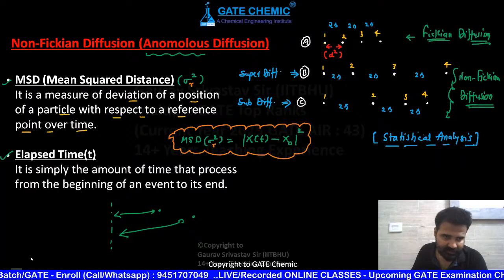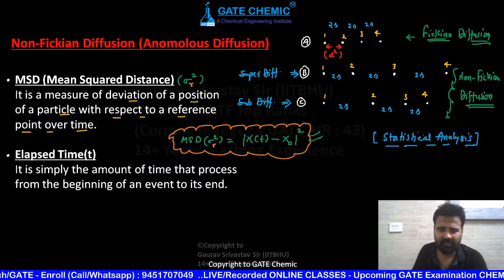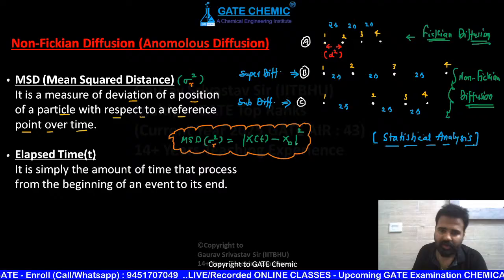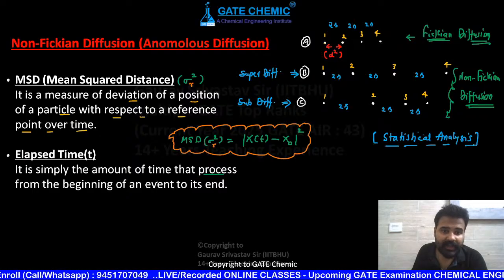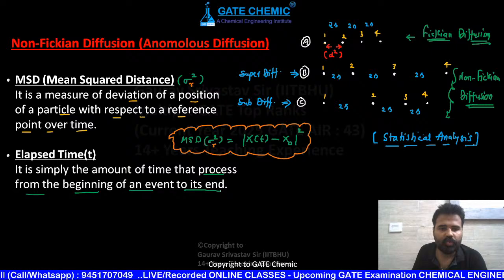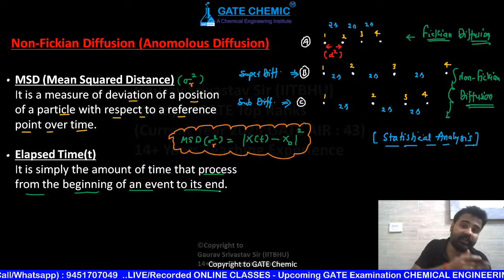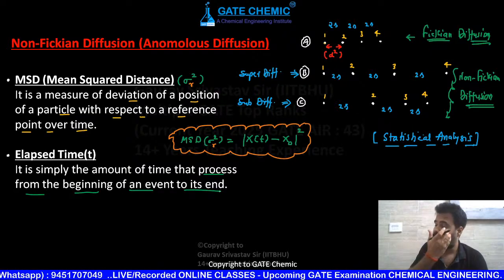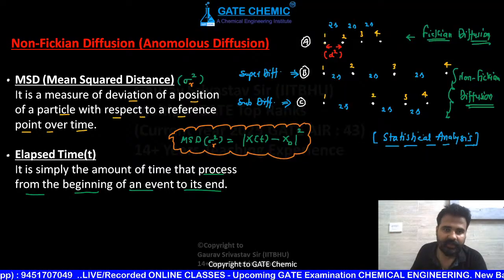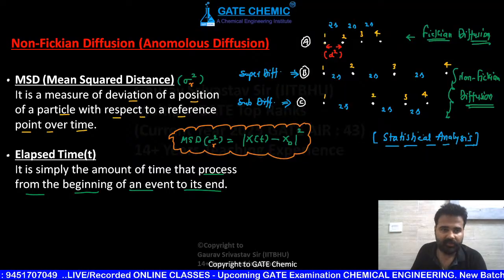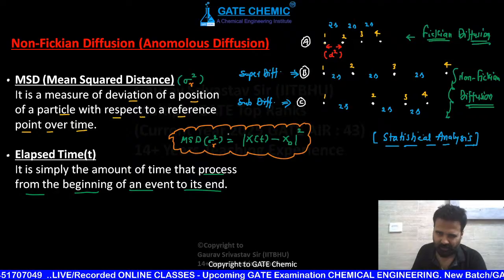Now I can't discuss in detail how this formula comes. Don't worry, not important right now. Just focus here. Elapsed time is simply the amount of time that a process takes from the beginning of an event to its end. Meaning the total time the whole process takes from start to finish, that is elapsed time. Elapsed time is small t. This is sigma r square, mean square distance. This formula is not important.